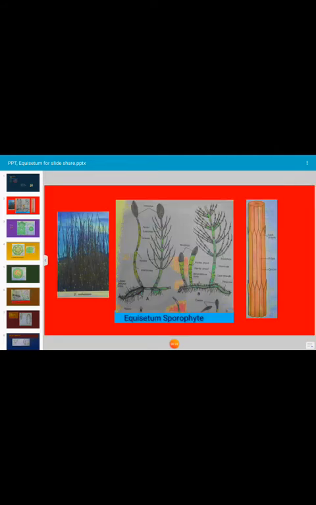This is Equisetum sporophyte. Equisetum robustum is shown to the left side, and to the right side at the center is the Equisetum plant. See the fertile branches as well as sterile branches. To the right side a figure is shown, that is the aerial stem. In the aerial stem the ridges are shown, grooves are shown, and small scaly leaves, whorls of scaly leaves are shown.